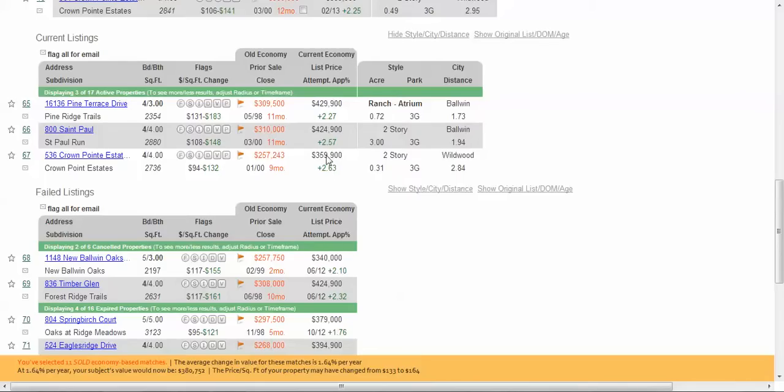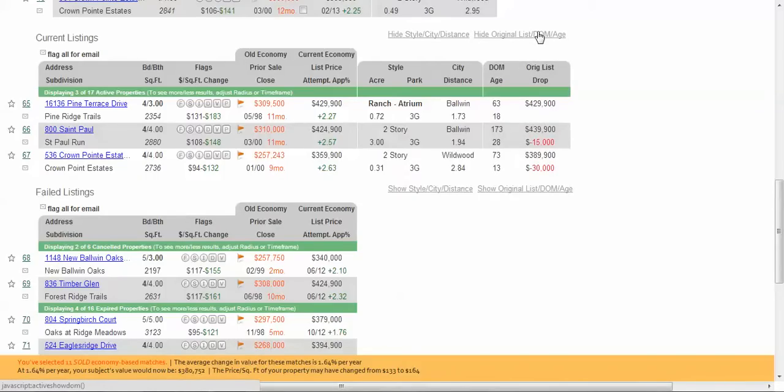Well, each of these properties is asking about 1% growth rate per year. The days on the market so far are 63, 173, and 73. You can see that this one has not dropped its price. This one has dropped its price from 440 to 425. And this one has dropped its price from 389, by 30,000, down to 360,000 essentially.